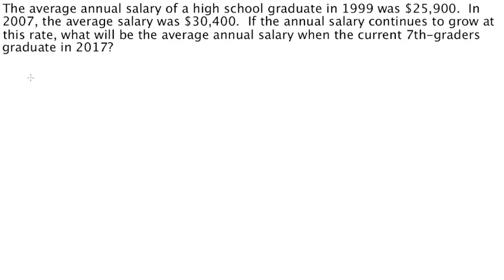But in this case, we're going to assume that we can model this using linear growth, and that can give us a good ballpark idea of what's going to happen in 2017. So what we have here are actually 2 different data points. So we actually have 2 different points that we can assume that this line is going to pass through. The first is 1999, 25,900.